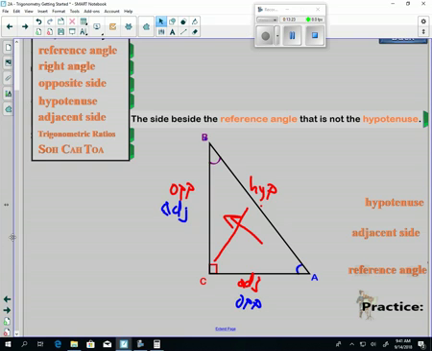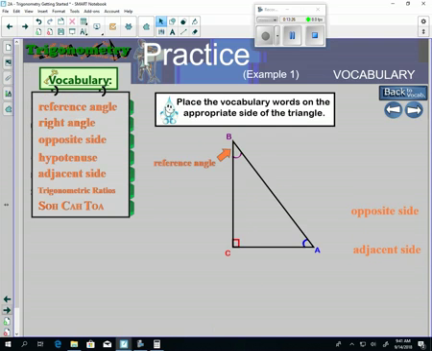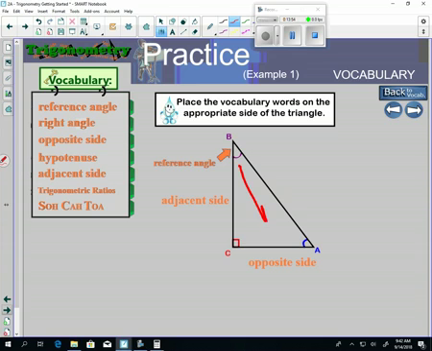Any questions so far? Okay. And then finally, we look at the meaning of SOHCAHTOA. So what we've got so far is a reference angle. We have an opposite side. So if this is the reference angle, the opposite side would be here, opposite B. The adjacent side would be here. Okay. For angle B, that's the opposite side. This is the hypotenuse, and the side that's left over, the side next to the angle, is the adjacent.